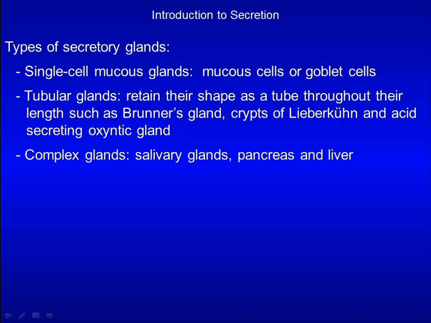Third is complex glands. Salivary glands, pancreas, and liver are complex glands. These glands lie outside of the wall of the GI tract.